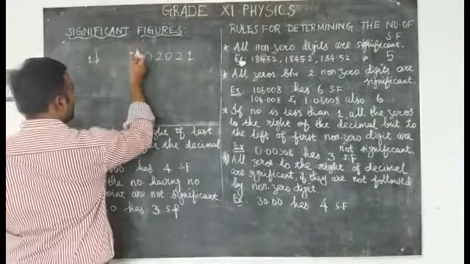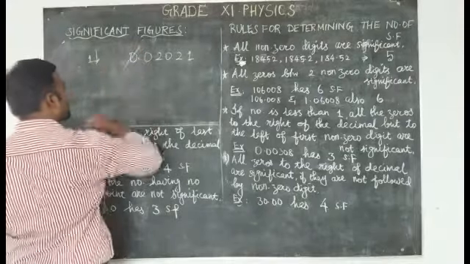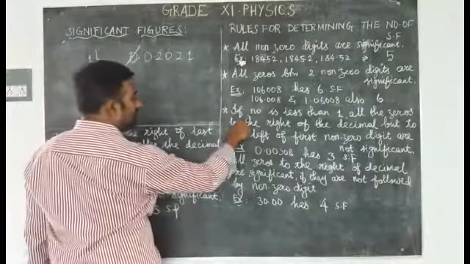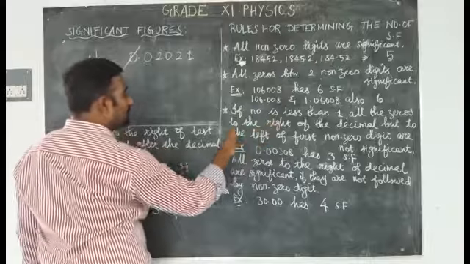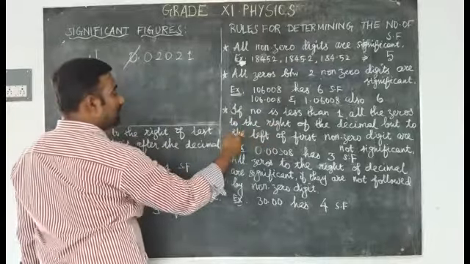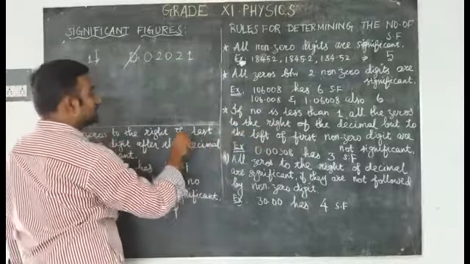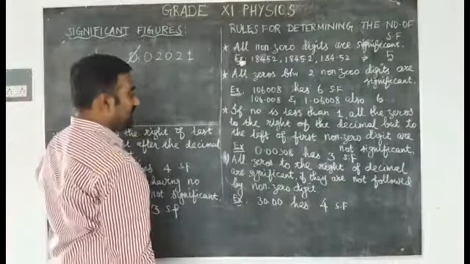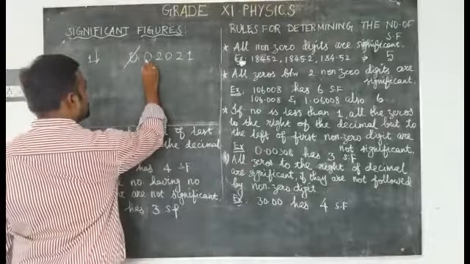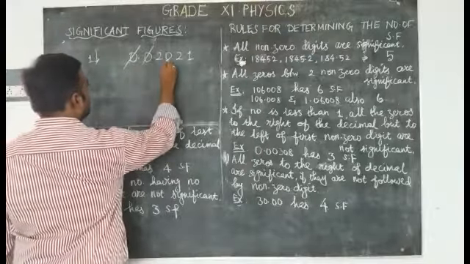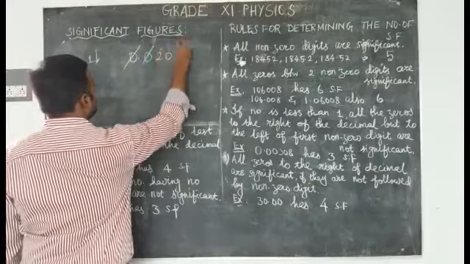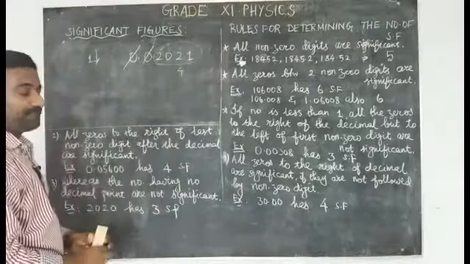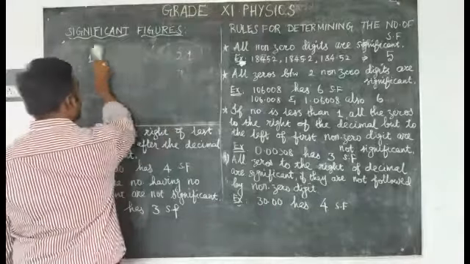So the zeros on the left-hand side of the first non-zero digit are definitely not significant. Similarly, the number is less than 1, so all the zeros to the right side of the decimal but to the left of the first non-zero digit are not significant. So these zeros are not significant, but this zero is placed between two numbers. So in total its significance is 4. Understood?